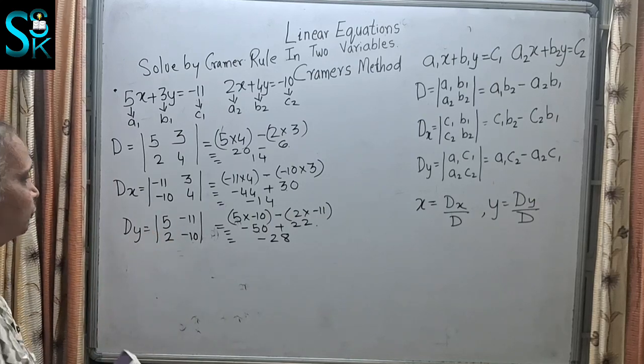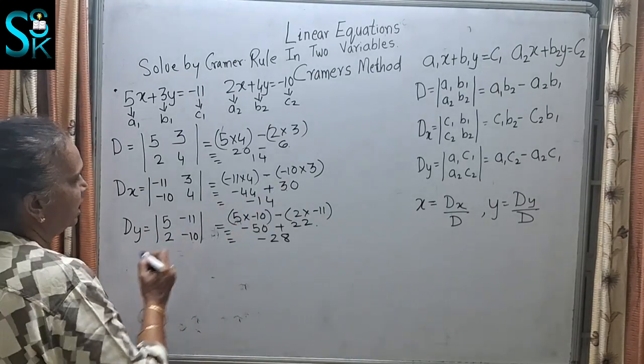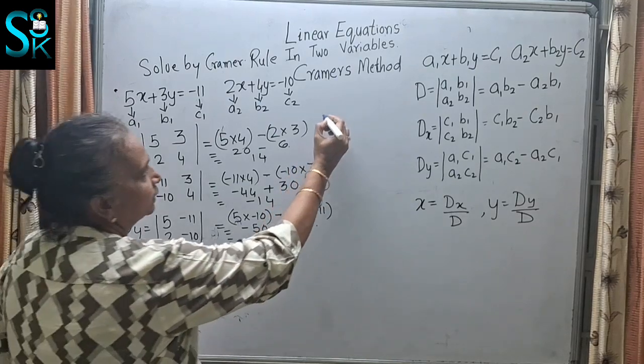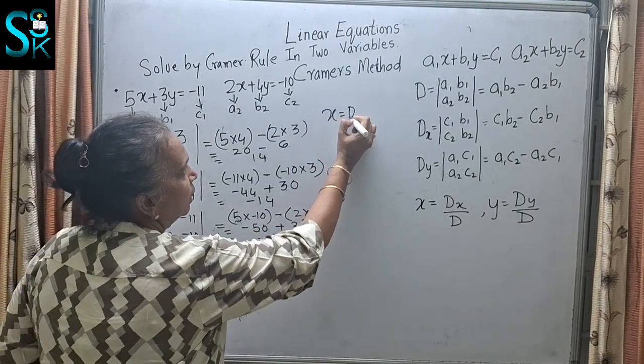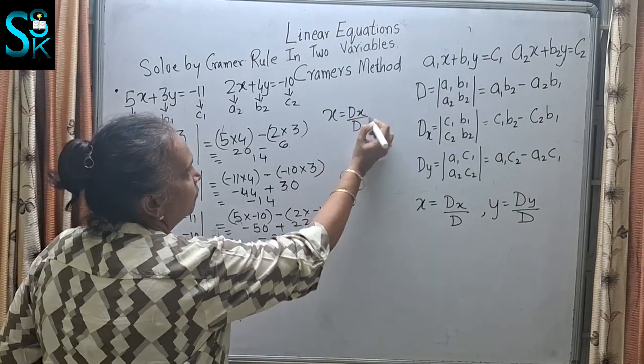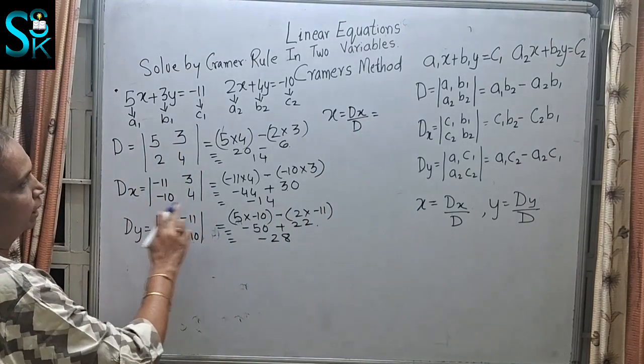Okay. Now we want to find x. And right here x is nothing but dx upon d. So what is my dx? What did I get?